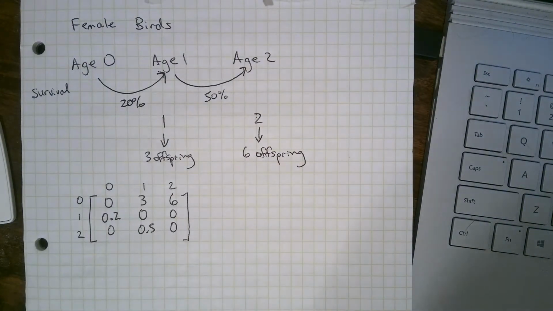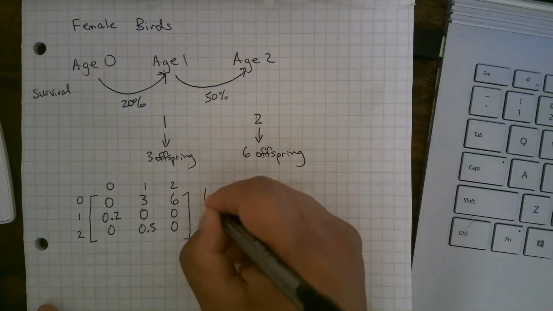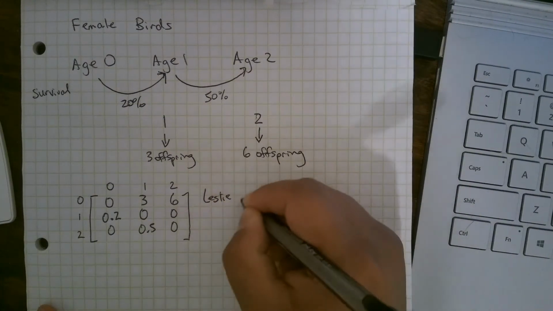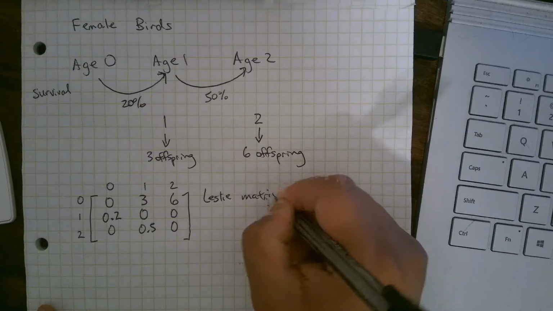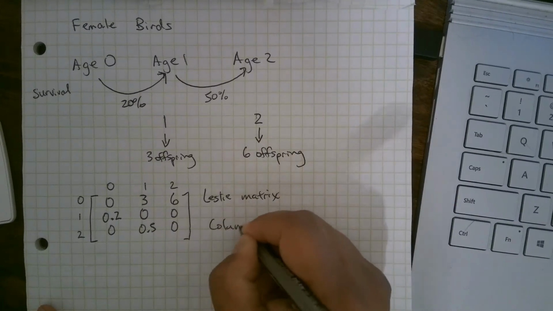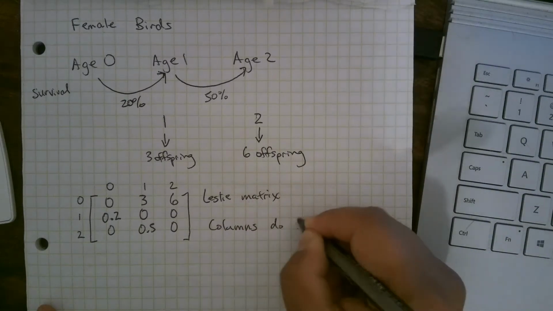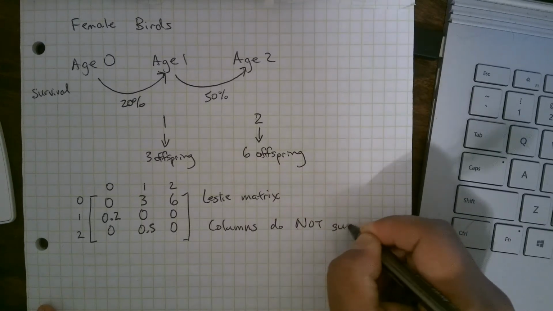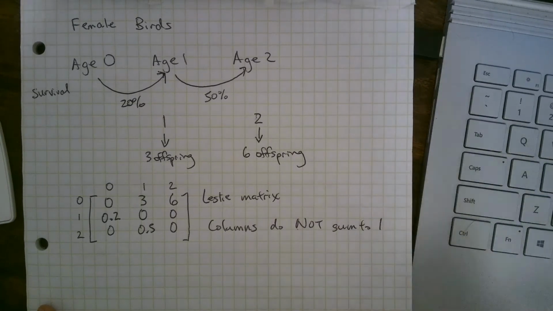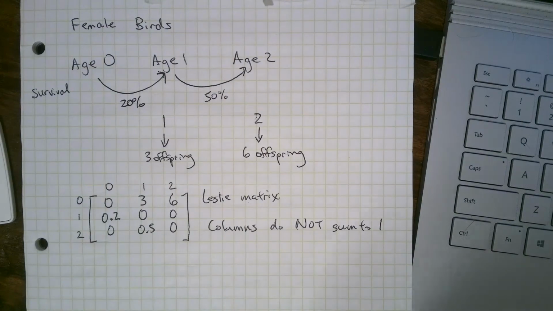So we call this a Leslie matrix. This is not a transition matrix because the columns do not sum to 1. That's the thing that prevents it from being a transition matrix. Okay, so let's see what happens.